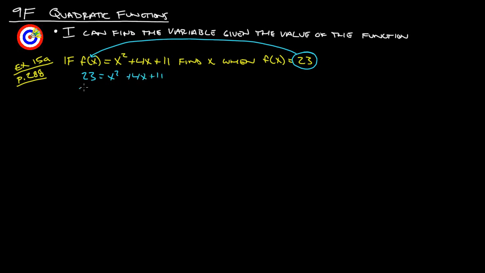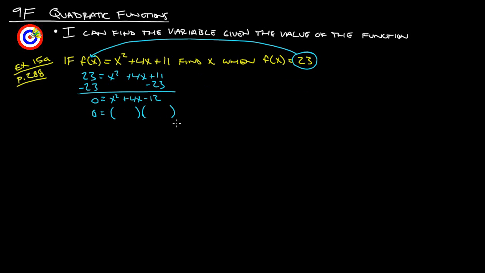So now we've got to solve this thing. So back to factoring. We've got to move this 23 over. 0 equals x squared plus 4x minus, what, 12? Okay, so let's see if this thing factors out. Hopefully it will.